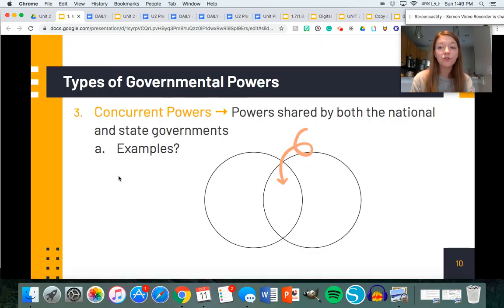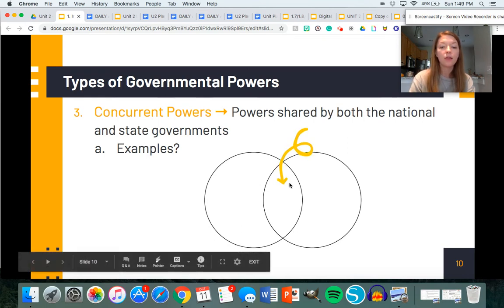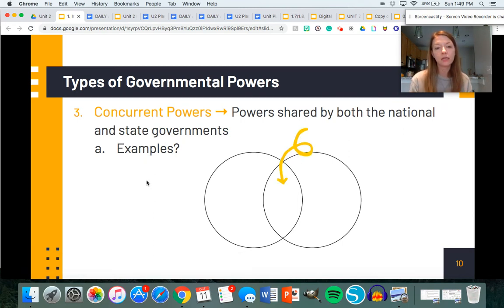And then finally, we have concurrent powers. So concurrent powers are where like the Venn diagram overlaps. This is where the national government and the states share power. So when we think of examples of this, there are really a big few of them. Levy taxes. Okay, that's probably the big one. If you ever look at a paycheck, you'll see that your money unfortunately goes away to the federal government, the state government, and probably local governments as well. Other concurrent powers: defining crime, establishing courts, enforcing laws, right? Those are things that both the national and state governments share.